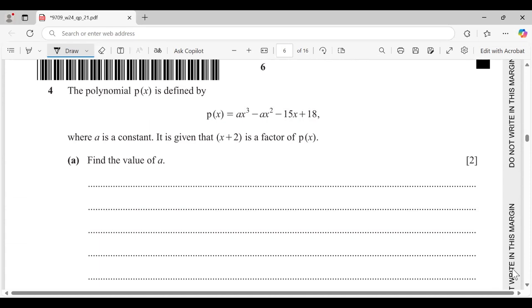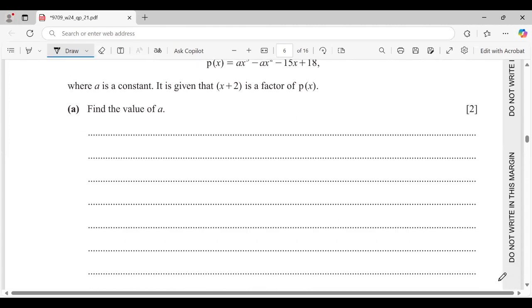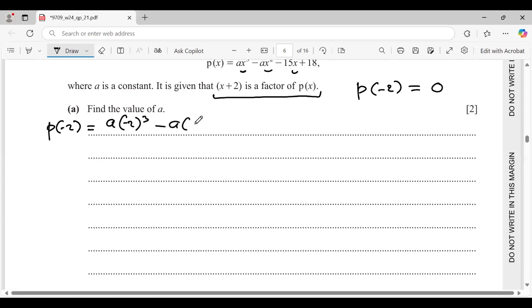Number 4. The polynomial p(x) is defined by p(x) = ax³ minus ax² minus 15x plus 18, where a is a constant. It is given that x plus 2 is a factor of p(x). Find the value of a. If x plus 2 is a factor of p(x), it means p(−2) equals 0. We can substitute −2 into x, so p(−2) equals a(−2)³ minus a(−2)² minus 15(−2) plus 18 equals 0.